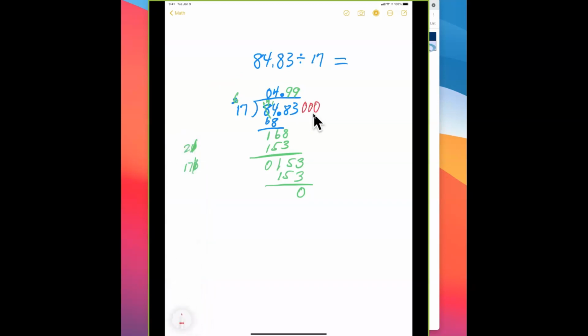You can put zeros out here and then get a more and more precise answer. And generally what they do is go out that way until the numbers start repeating, or until you reach 0, or you reach the level of precision you want. Anyway, 4.99 is the answer, and that's what we're going to put in the box, 4.99.